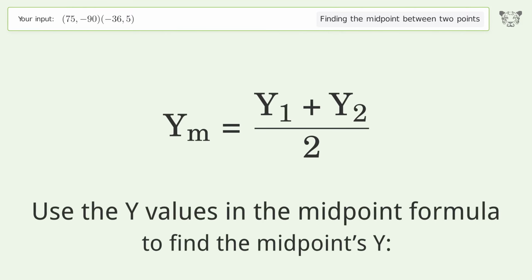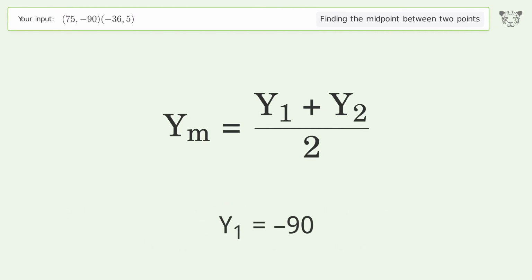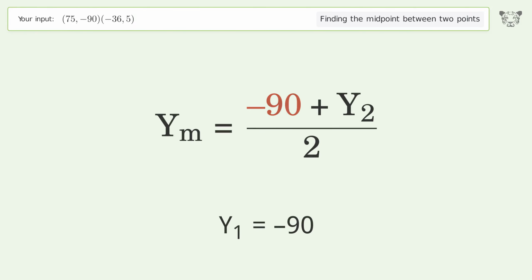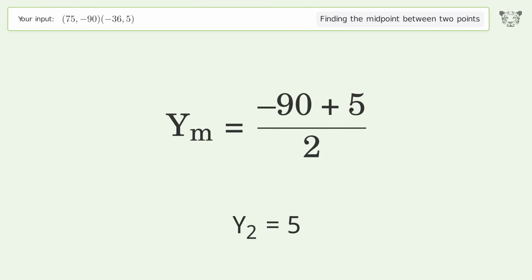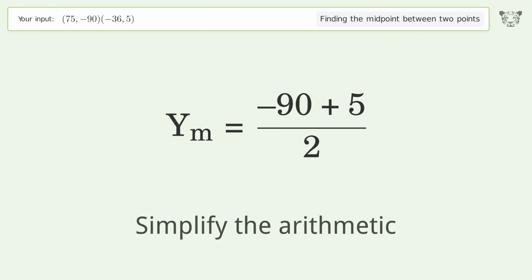Use the y values in the midpoint formula to find the midpoint's y. y1 equals negative 90. y2 equals 5. Simplify the arithmetic.